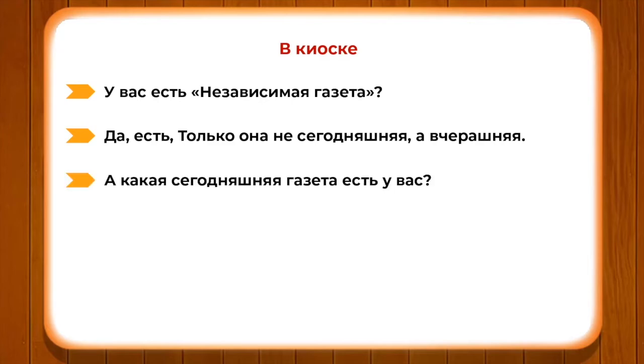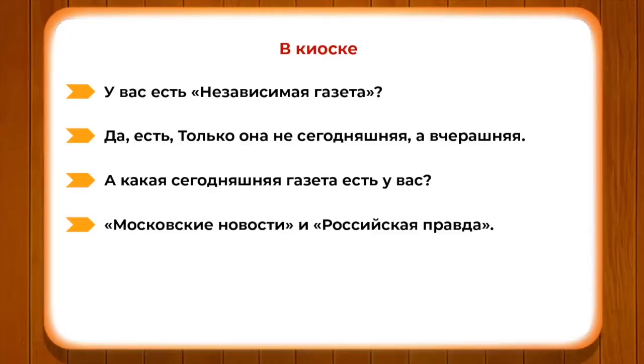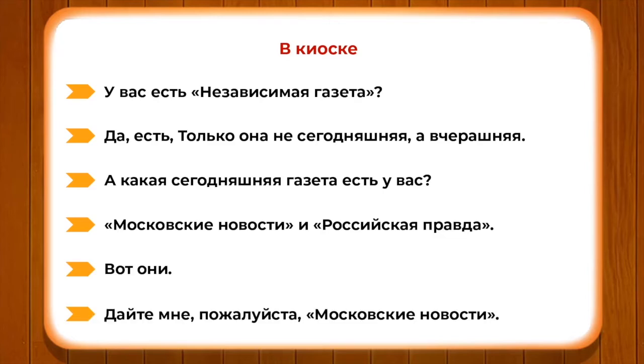А какая сегодняшняя газета у вас? And which of today's newspapers do you have? Московские новости, Moscow Times, и Российская правда, and the Russian Truth. So these are the titles of the newspapers we have used here so that you have an idea about the ending of the adjective and the noun, like Московские новости and Российская правда. So вот они, so here they are. Дайте мне, пожалуйста, Московские новости. Give me please the newspaper Московские новости, or the Moscow Times.